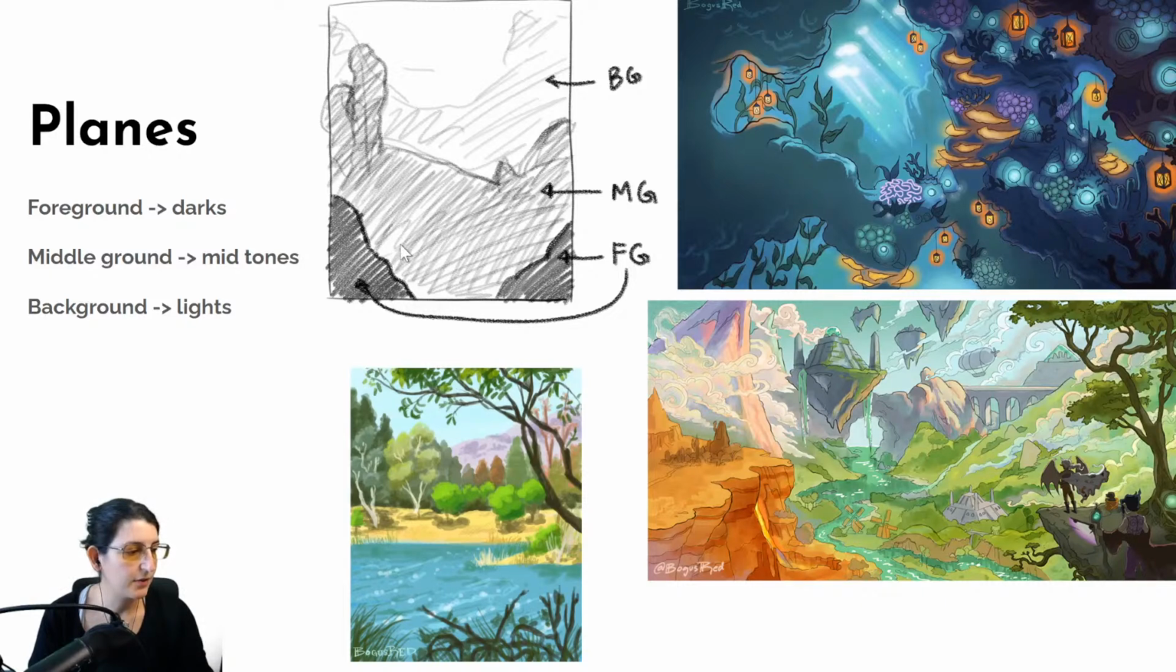Another trick to help you create this depth is to use a certain range of tones within these 3 planes: foreground, middle ground, background. I have a typo here. There shouldn't be a space there. If you use dark tones in your foreground, mid-tones in your middle ground, and light tones in your background, you've got a pretty good structure there.